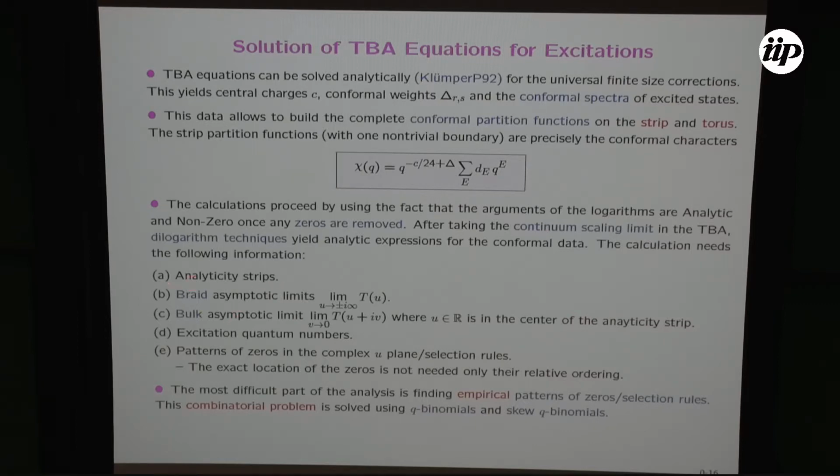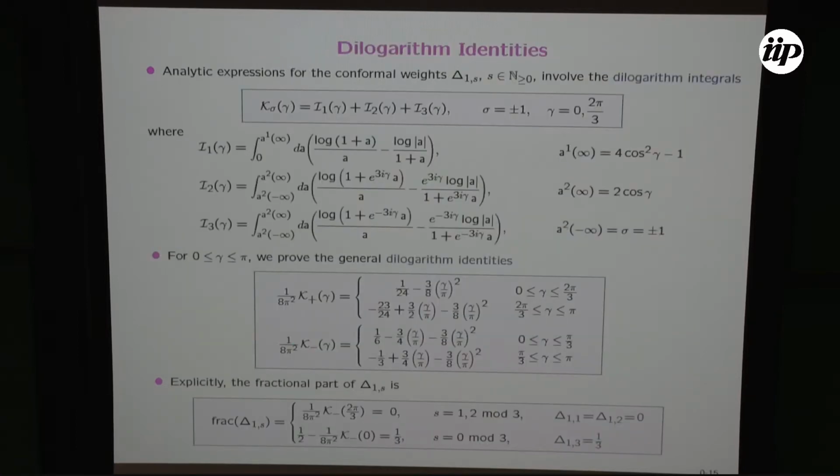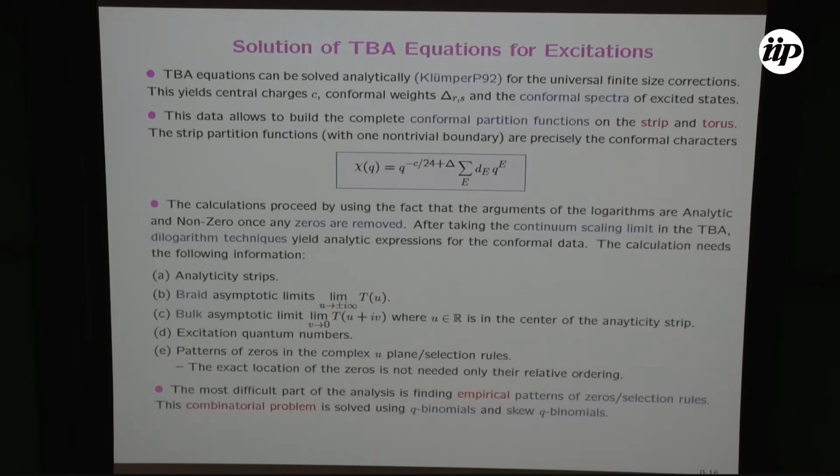And you have to look at the analyticity strips in the complex u-plane. You have to look at braid limits and bulk asymptotic limits. You need excitation numbers or quantum numbers which come out. There's a lot of information that goes into the solution for the excitations. But most importantly, you need an understanding of the patterns of the zeros of the eigenvalues in the complex u-plane and their selection rules. So the exact location of the zeros is not needed in this way of solving the system, but you do need the relative ordering of 1-strings and 2-strings in the analyticity strips.